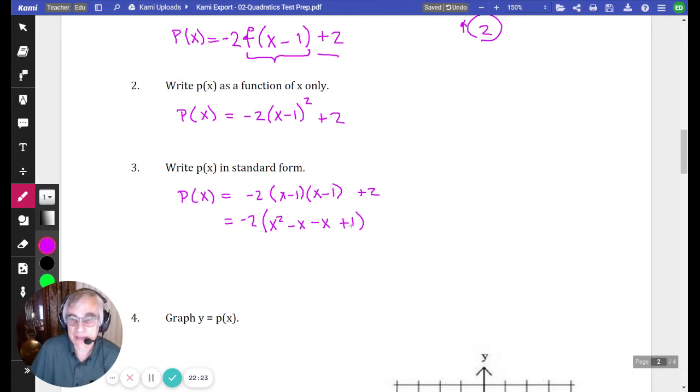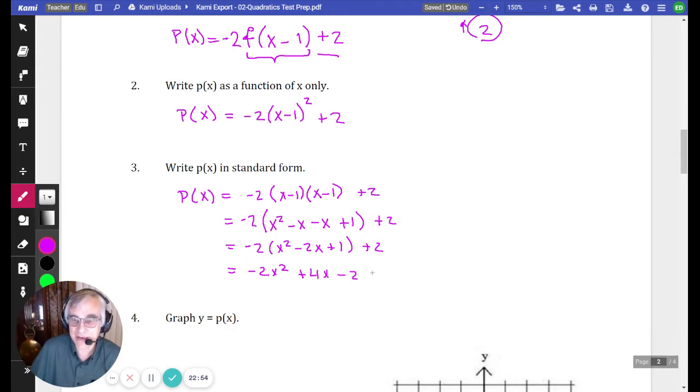So that's all the stuff that came out of squaring x minus 1. And then outside of that, we'll add 2. So we have -2 times x squared minus 2x plus 1, plus 2. Now we're going to distribute the -2 in here. -2x squared. -2 times -2 is plus 4x, and then -2 times 1 is -2. So that's distributing the -2 into the parentheses here.